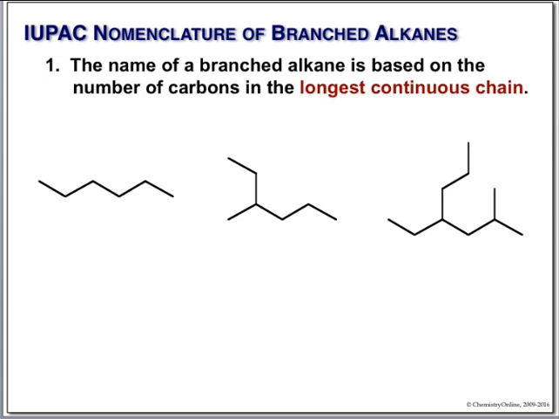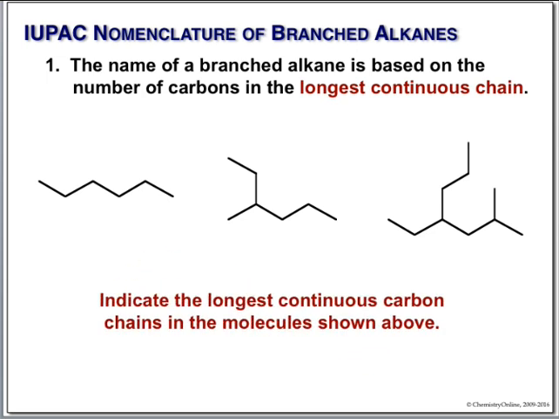So if we look here, we have 1, 2, 3, 4, 5, 6 carbons. And this is our longest chain here. Our longest chain here would go 1, 2, 3, 4, 5, 6. Let's see, what's longest here? 1, 2, 3, 4, 5, 6. 1, 2, 3, 4, 5, 6, 7. Oh, I think 7 wins.